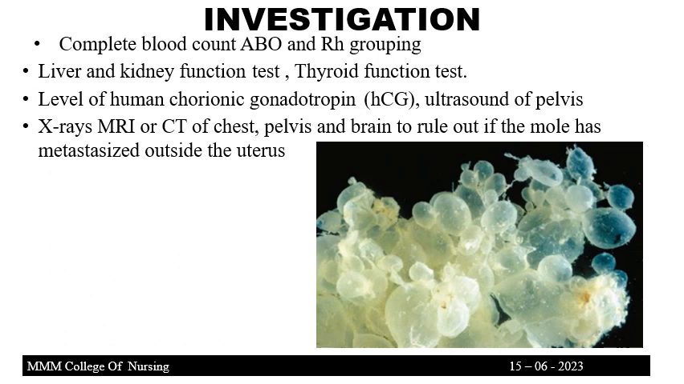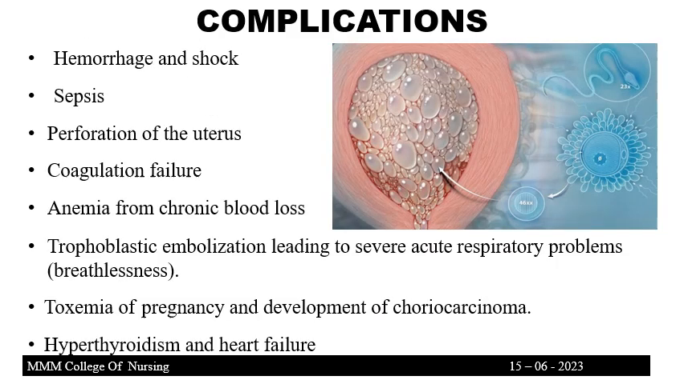Next, we'll go to the investigations. Complete blood count, ABO and Rh blood grouping and typing should be done. Liver and kidney function tests should be done. Thyroid function test. Level of HCG and ultrasound of pelvis should be done. X-ray, MRI and CT of chest, pelvis and brain to rule out if the mole has metastasized outside the uterus. So these are the investigations needed for the hydatidiform mole.